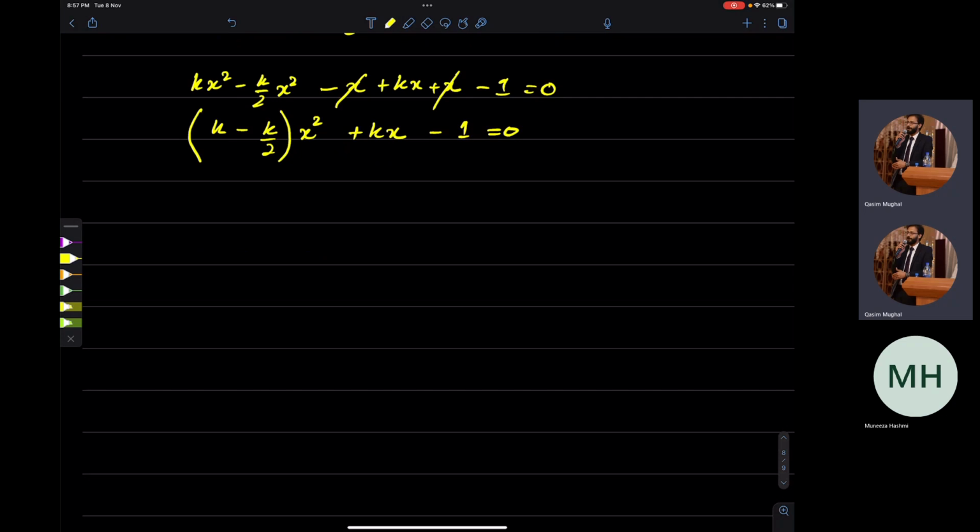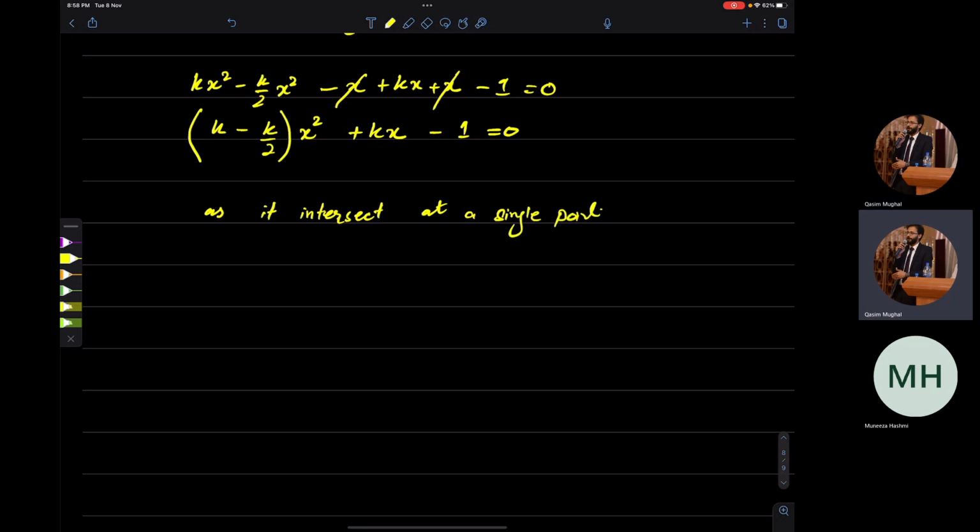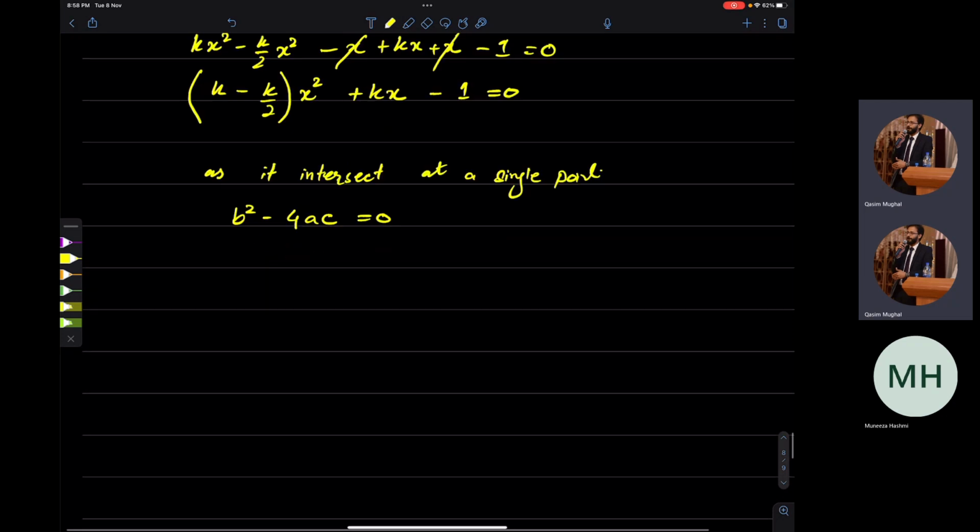Now b squared minus 4ac should be exactly equal to 0, but why is the examiner using the term intersect? Should have said tangent. Anyway, it intersects at a single point. So b squared minus 4ac should be exactly equal to 0. I'm doubtful about this one.